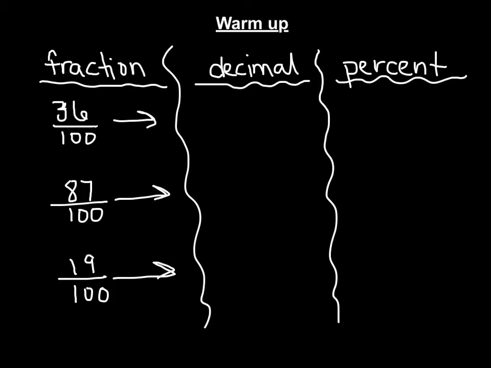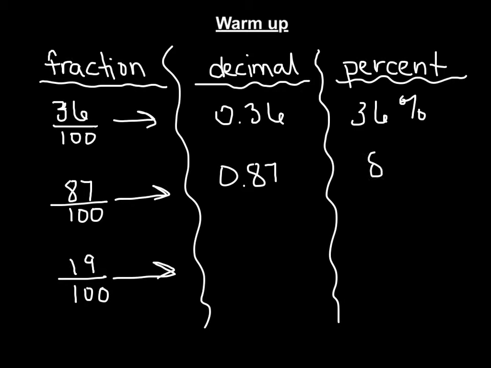Today we're going to rename fractions as decimals and percents. So we have over here 36 hundredths, 87 hundredths, and 19 hundredths. Go ahead and rename each as a decimal and a percent on your whiteboard now. 36 hundredths could also be written as 0.36 and 36%. 87 hundredths could also be written as 0.87 or 87%, and 19 hundredths could be written as 0.19 and 19%. Go ahead and erase your boards and we'll get started on the next set.